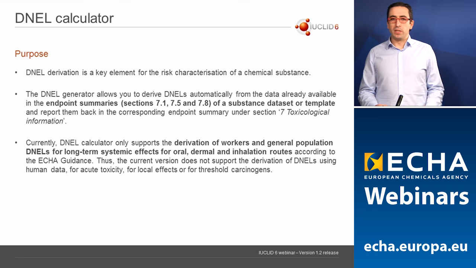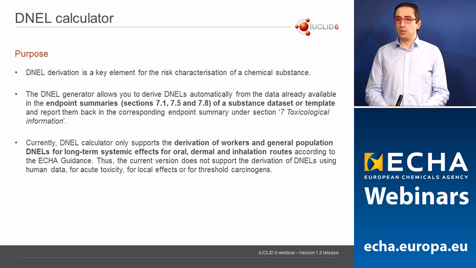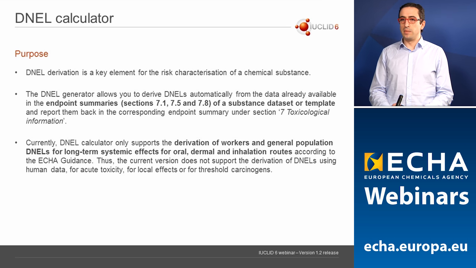So what's the purpose of this new feature? DNEL derivation is a key element of the risk characterization of a chemical substance. Although in ECHA guidance, in particular in chapter R8, it is explained how DNELs should be derived, practical and regulatory experience show that there are recurrent issues, and this feature aims to simplify the DNEL derivation for IUCLID users and to report these DNELs and how they were derived more transparently to regulators, also in IUCLID.